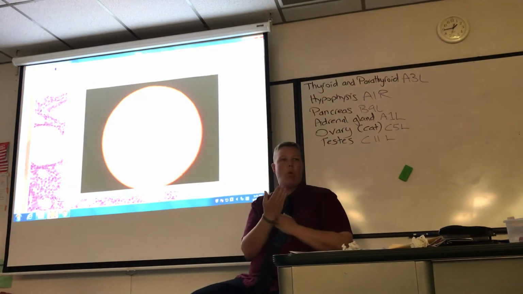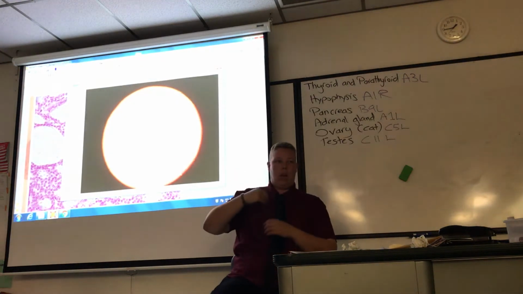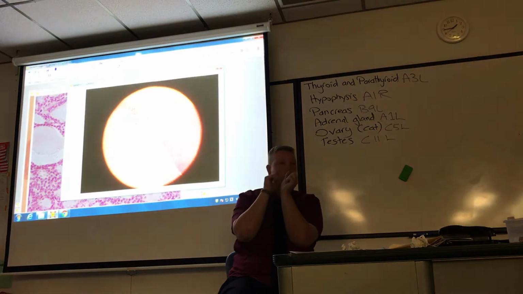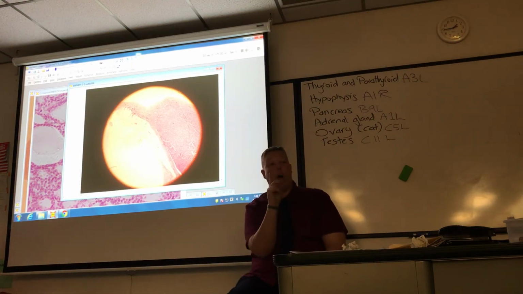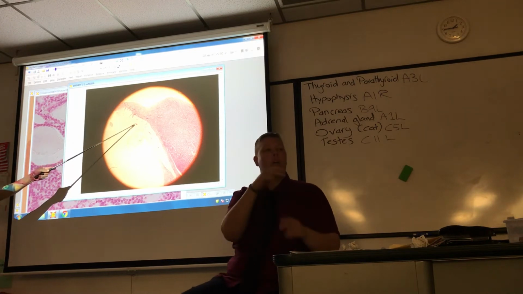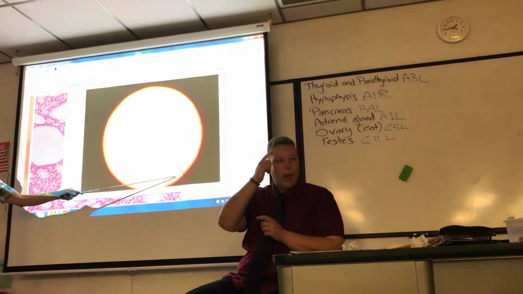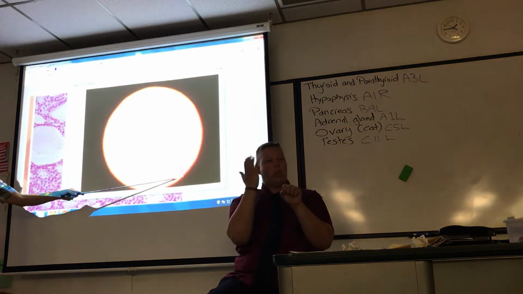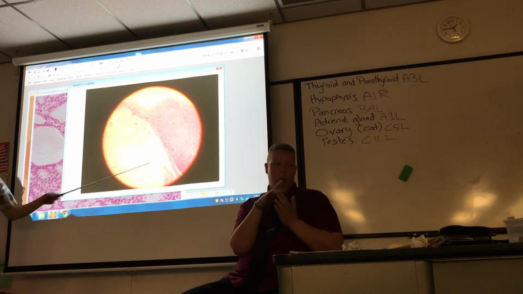Okay, let's scan around here. Do you see that little light stained nub at the top? That's the pituitary stalk, or infundibulum. Let me point to it. Infundibulum. This comes from the brain. It's supposed to go all the way to the posterior pituitary, but it gets cut off because it's not cut right down the middle. Okay, so this is infundibulum.